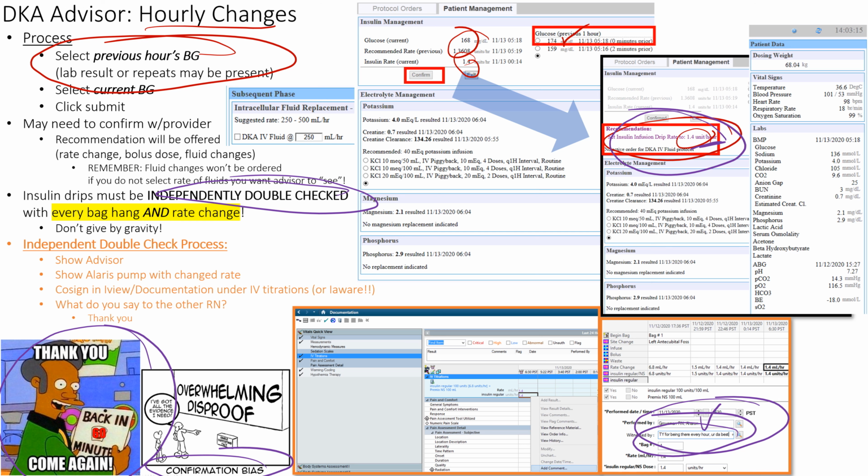Okay. What else? Sometimes it might be really, really weird. It's like, hey, hold the drip and give D10 push, and then give a little D5 water bolus and all these other things. Well, maybe there might be some situations where, like, your patient is getting made NPO. The computer doesn't know your patient's going NPO, so you have to adjust for that, right? So that's kind of more like critical care insulin. For DKA, they're going to be NPO to begin with. All right, so independent double check process: you show the advisor, show them the pump, and you can get them loaded up in iView, and they're going to then sign it off for you.